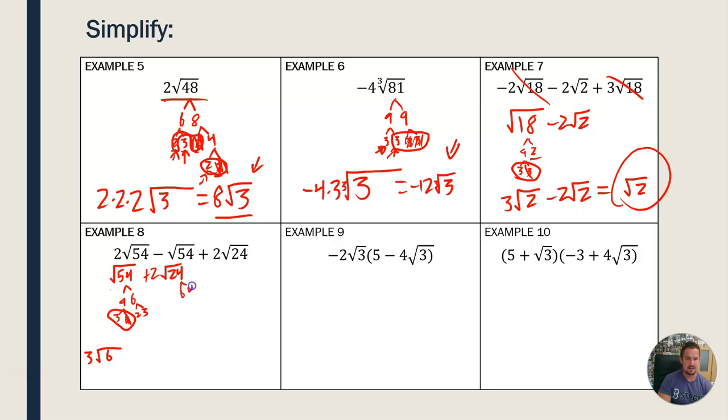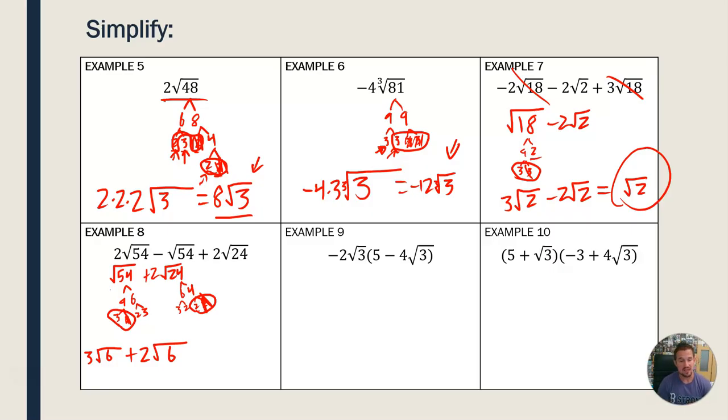24 is 6 times 4. 6 is 3 times 2. 4 is 2 times 2. I have a pair of 2s that can escape. 1 will not make it. So I have a 2 that escapes, and then 3 times 2 is still left on the underside, so I'm left with the square root of 6 underneath that square root.